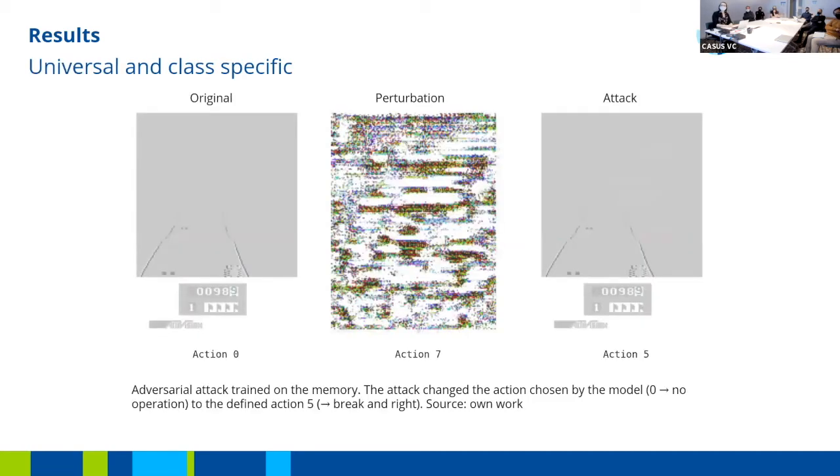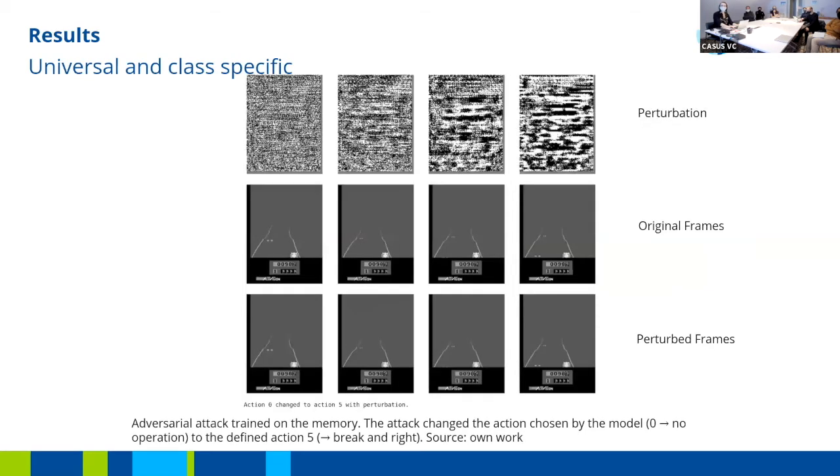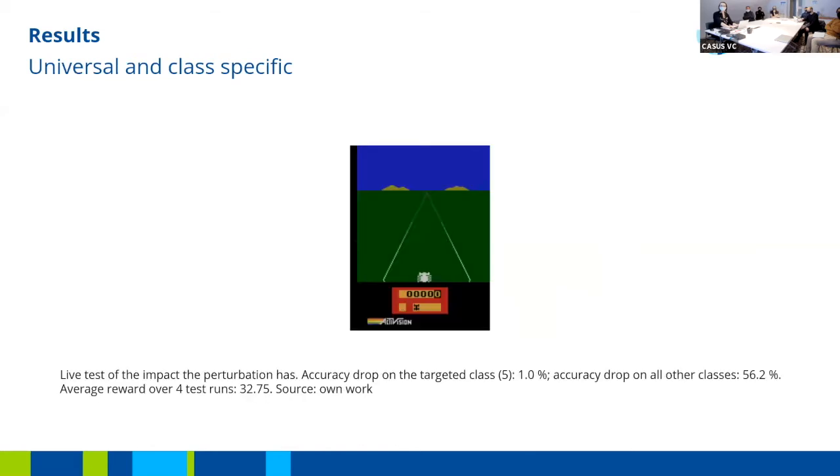And this is an example for a universal attack. So in this case, this perturbation, if you save it and throw it on top of each transition, you will be able to fool the network into taking the action break right. This is how the perturbation looks like for each grayscale frame. And this is the results on the game. So you are not able to see the perturbation. Yeah, and it's basically just the same result, but in this case only with one perturbation added to each and every transition.